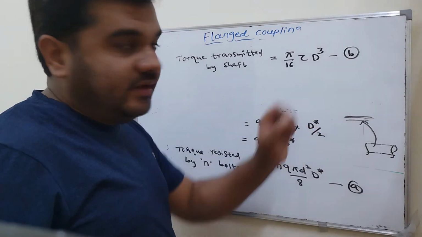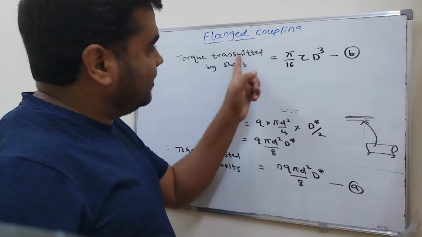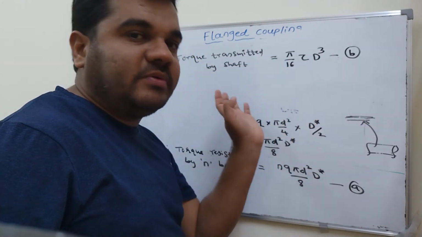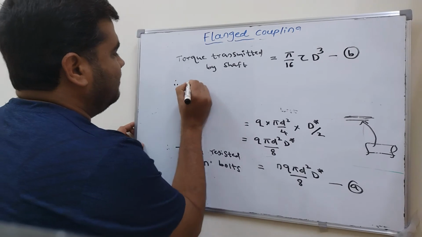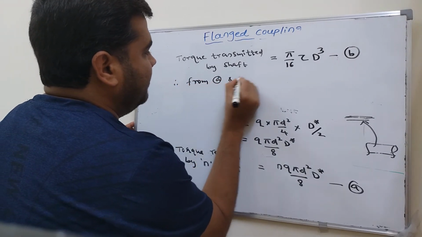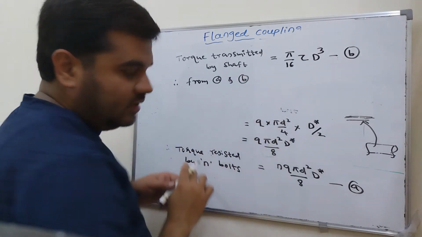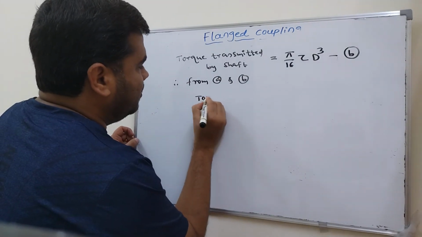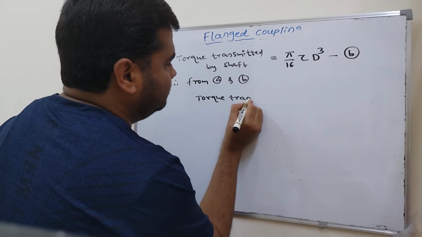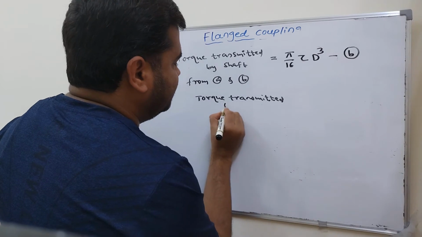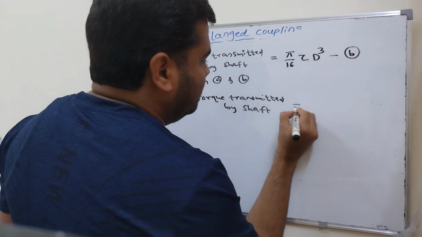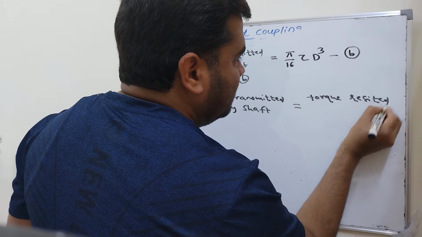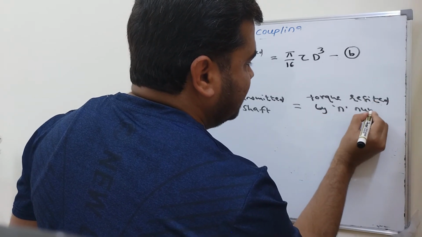Now can I equate equation A and B? Yes, we can equate, because the torque transmitted by this shaft is equal to the torque resisted by the n number of bolts. Only when the bolts resist will it transfer to the other shaft. So from A and B, the torque transmitted by shaft equals the torque resisted by n number of bolts, right?